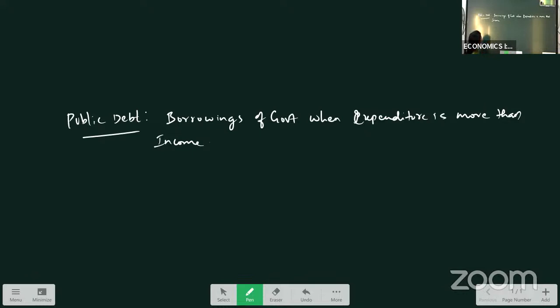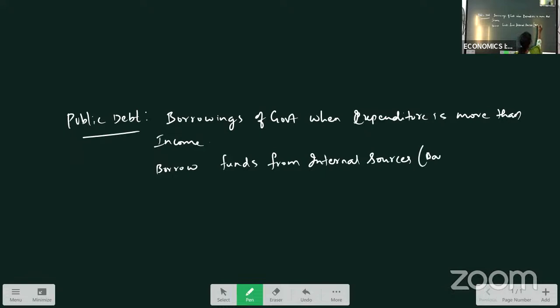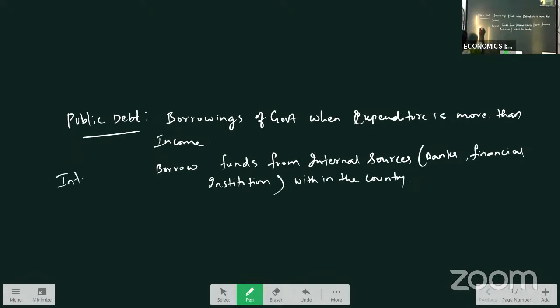Okay. So this public debt, we can write it as, means when government borrow funds from internal sources, that is banks and financial institutions within the country, is called as internal debt. So see here, internal debt means what? When the government borrow funds from internal sources. Internal sources means who? Banks and financial institutions within the country. So that is called as internal debt.